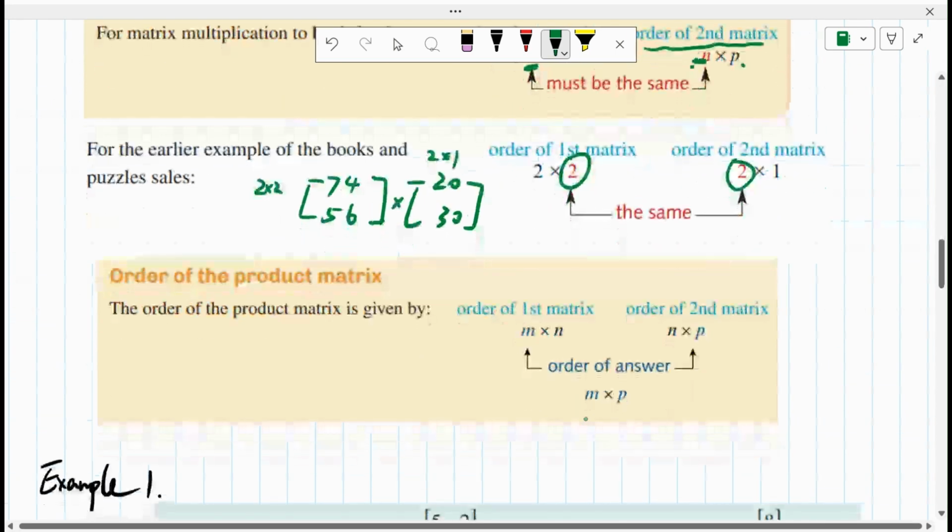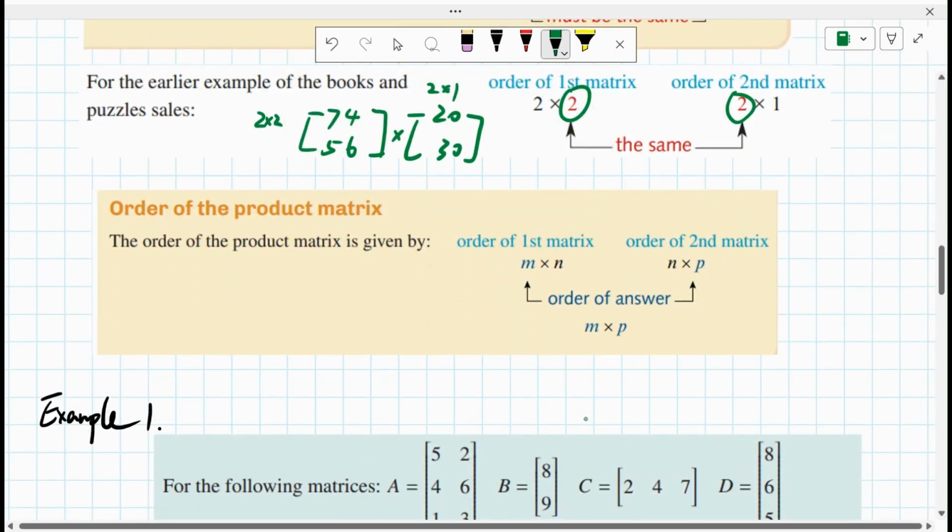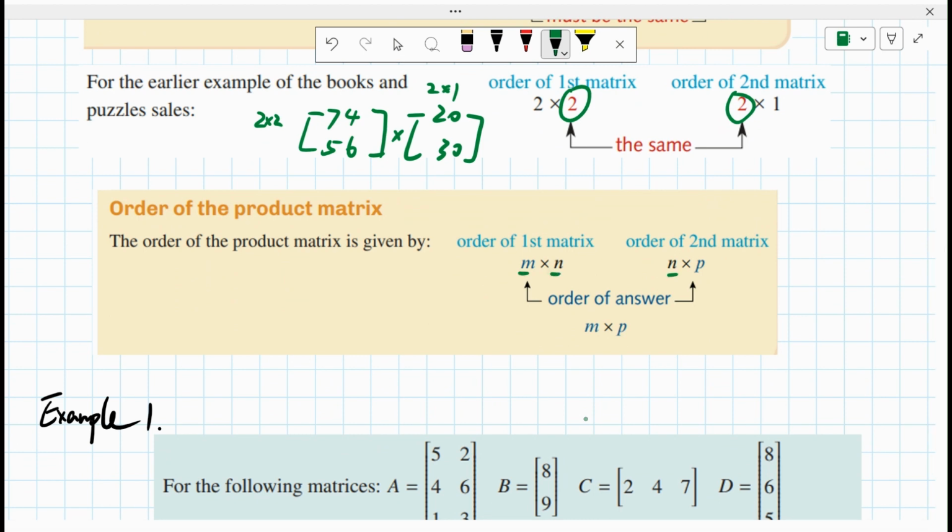For the order of the product matrix, if we have M by N times N by P, those are two different orders, the first matrix and the second matrix. If you do 2 by 2 and 2 by 1, you get a 2 by 1 matrix as your result.